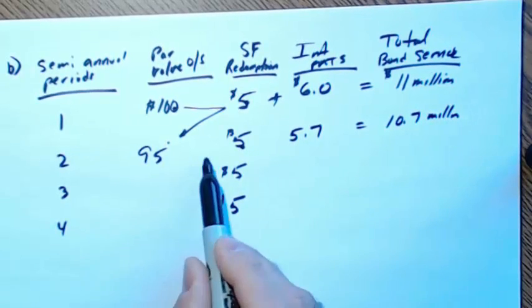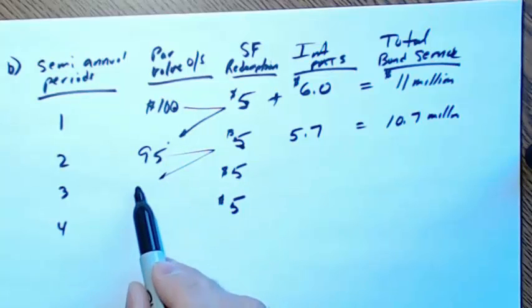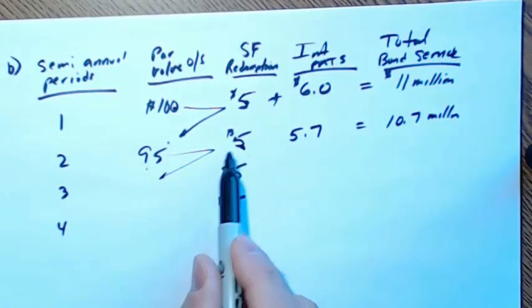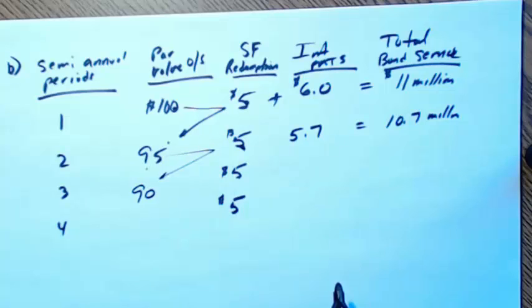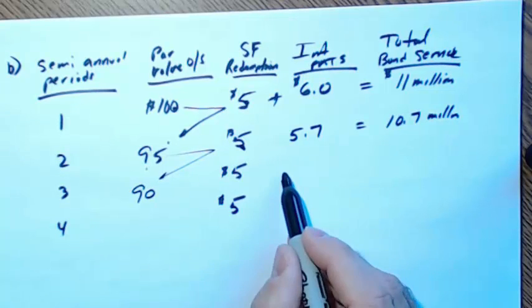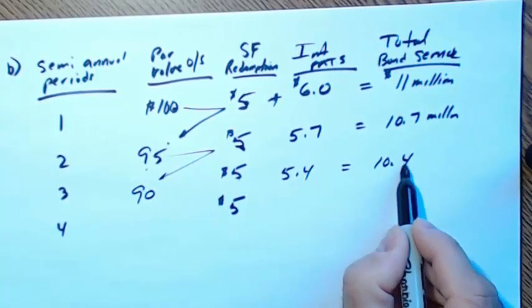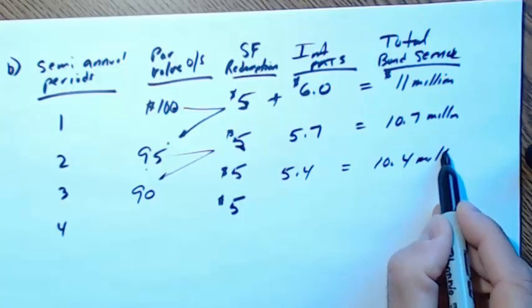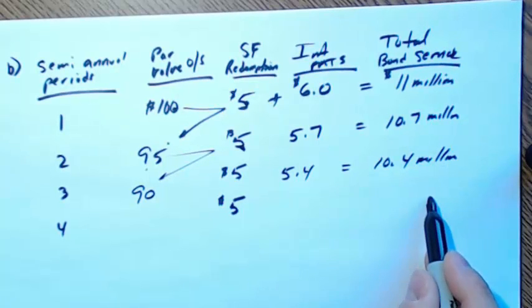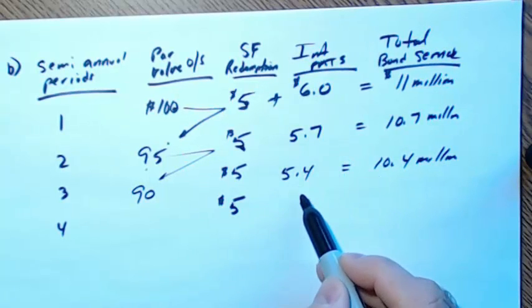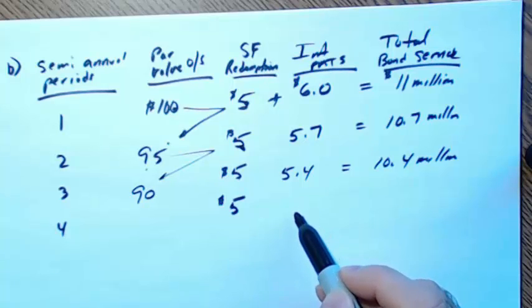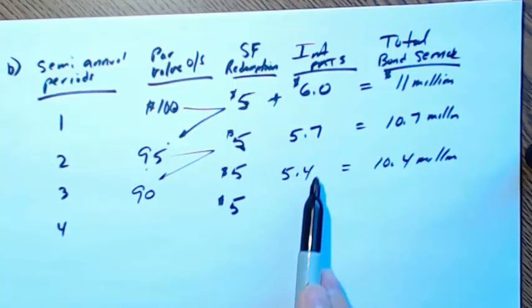And then next year, in our next semi-annual period, it's 95 minus what was paid back. So there's outstanding $90 million at this time. So $90 million times 6%, $5.4 million. So debt service is $10.4 million. And as you can see, debt service drops because interest payments are dropping over time in this example. Okay, interest payments are coming down. So that answers part B.